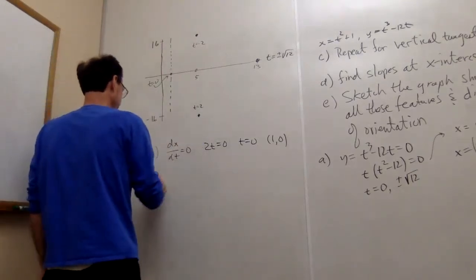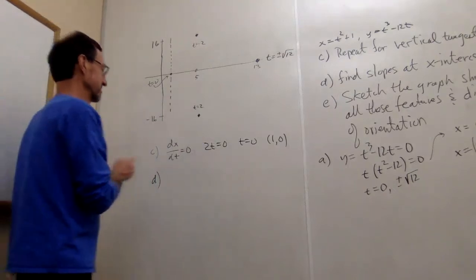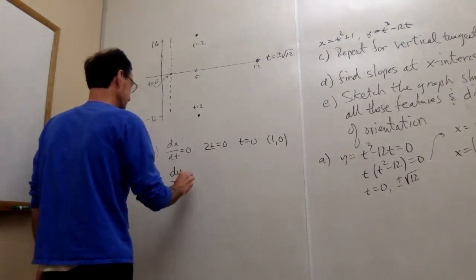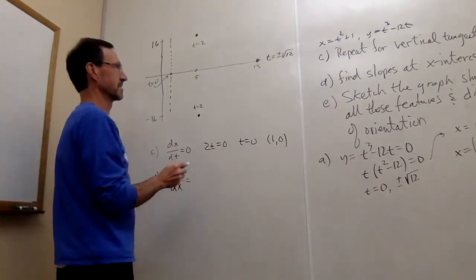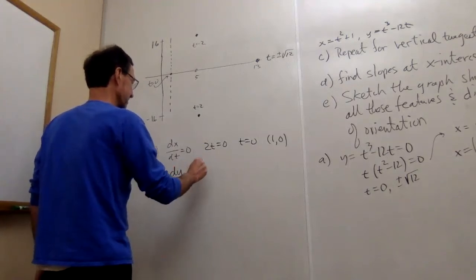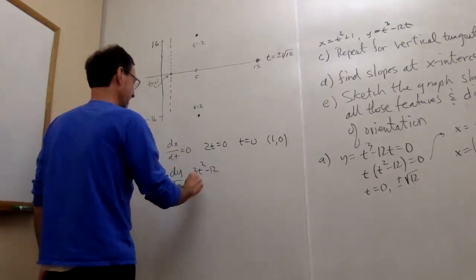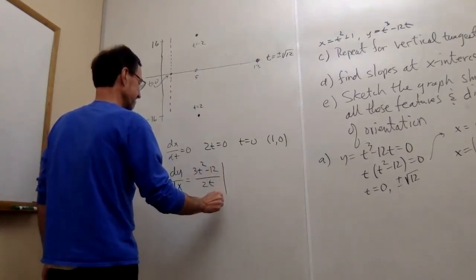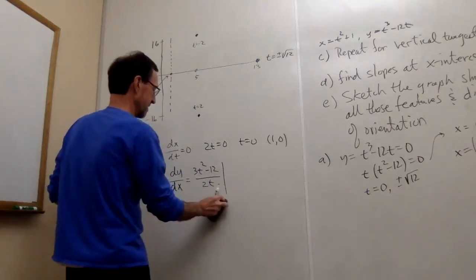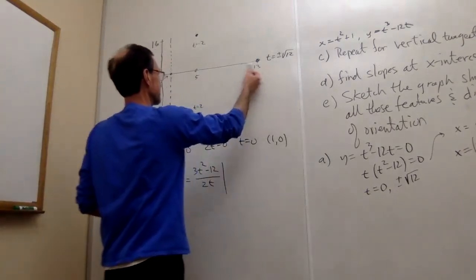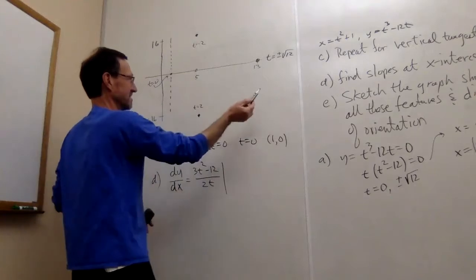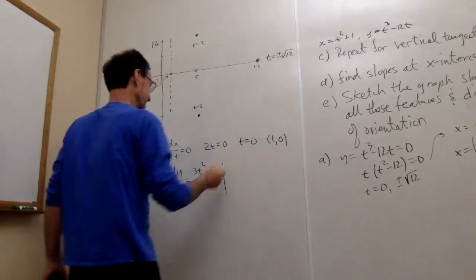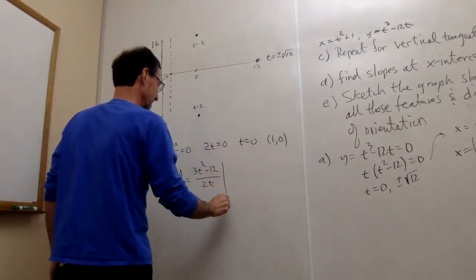Part D, find the slopes at the x-intercepts. So haven't written an expression for the derivative yet. We've written both of its parts. Dy dx is 3t squared minus 12 over 2t, and then what we want to do is plug in the t values at the intercepts. We already know the slope at this one. D asked us to do it, but we've already done it, just luckily. But we have these guys over here.